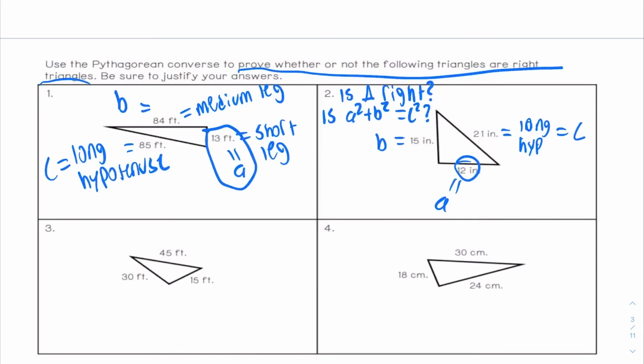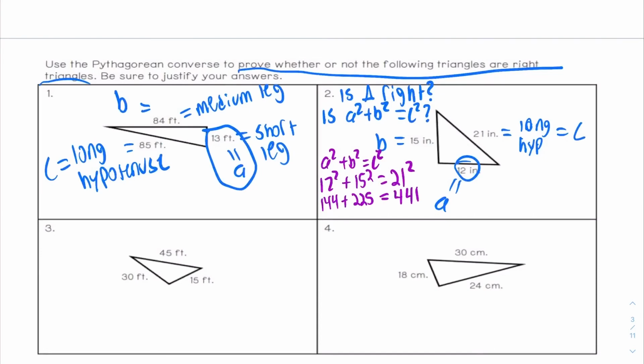Then we're going to take the numbers and we're going to put it into the formula. A was 12, and we're going to square it. B was 15, and we're going to square it. And C was 21, and we're going to square it. We need to see if the left side is equal to the right side. That's 144 plus 225 equals 441.